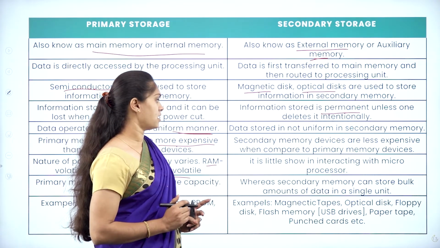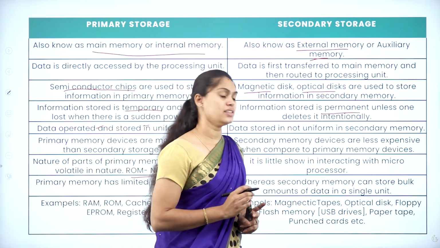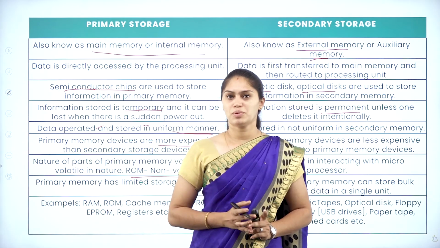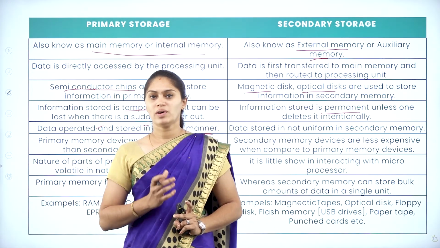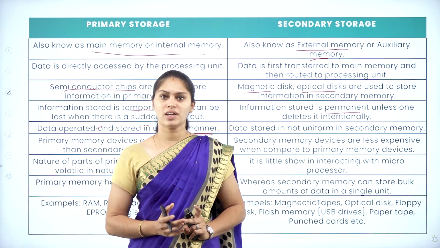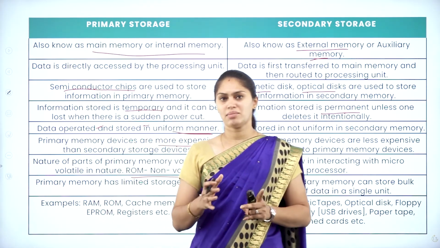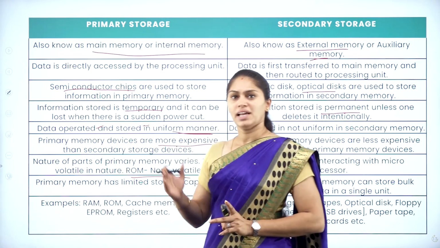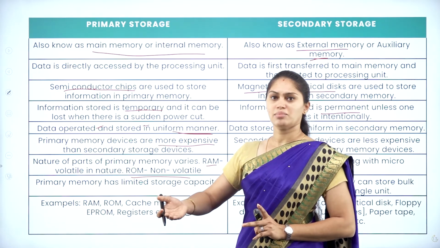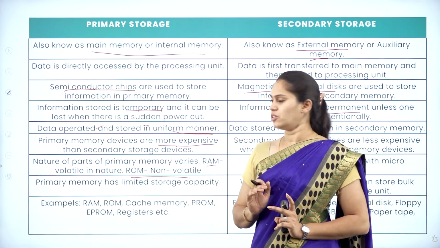Coming to this, it interacts with the microprocessor. The microprocessor is nothing but a tiny chip which handles the overall computation. Everything is the same in secondary memory, that is non-volatile in nature. But in primary memory, RAM is volatile and ROM is non-volatile.